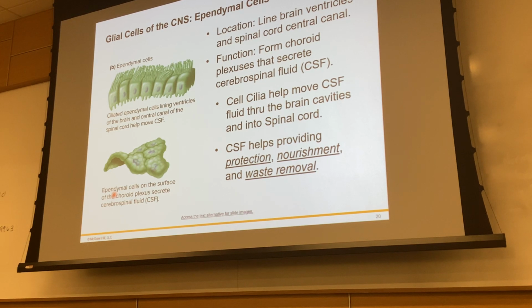There are multiple areas in the brain where the cerebrospinal fluid is produced, and those are generally called choroid plexuses. The choroid plexus is found in multiple places in the brain. Basically, every time there's a space in the brain called a ventricle, there's at least one or a group of choroid plexuses.